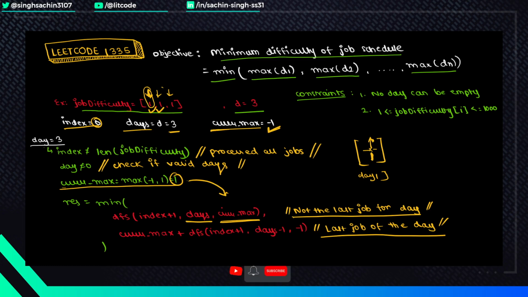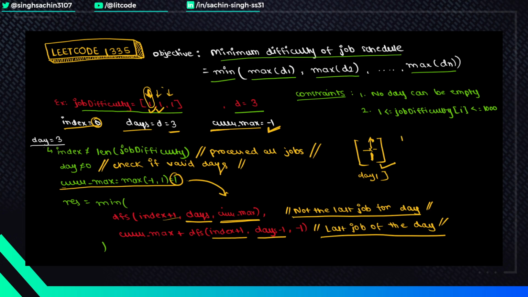Okay, so we will recursively call the same method dfs with these values: index plus 1, days, and current maximum. The other condition which we talked about was if the job just completed was the last job of the day. In that case, what we'll do first, I'll explain the recursive call. We are taking index plus 1, because of course you want to process the next job now. Days will be what? Days equal to days minus 1, because you have completed the job on one of the days.